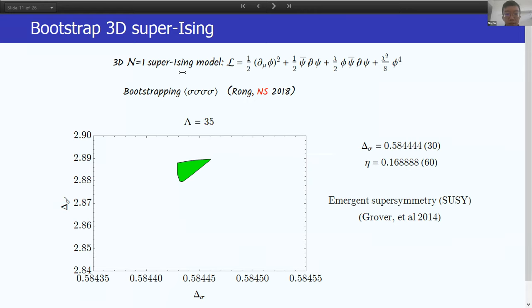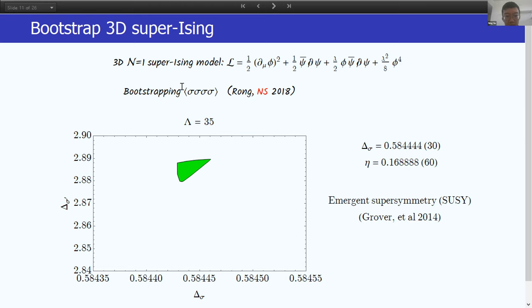We consider a slightly more complicated model, which is the three-dimensional N=1 super Ising model. In two dimensions, this model is actually the next simplest minimal model. So in 2D, the simplest minimal model is the Ising model, M(3,4). And the next simplest one is M(4,5), which is the N=1 super Ising model. So this model exists in 3D.